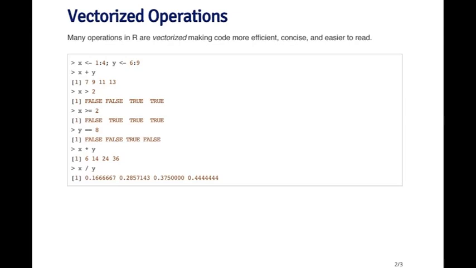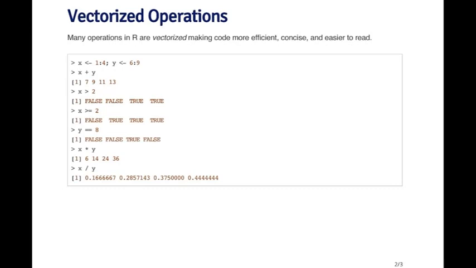In other languages, you might have to write a loop to do that. So you loop through each element and add them one by one. But in R, you can just use the plus on the two vectors, and it will add them together. So x plus y does what you would expect. It adds 1 to 6, 2 to 7, 3 to 8, and 4 to 9. So you get the vector 7, 9, 11, 13.